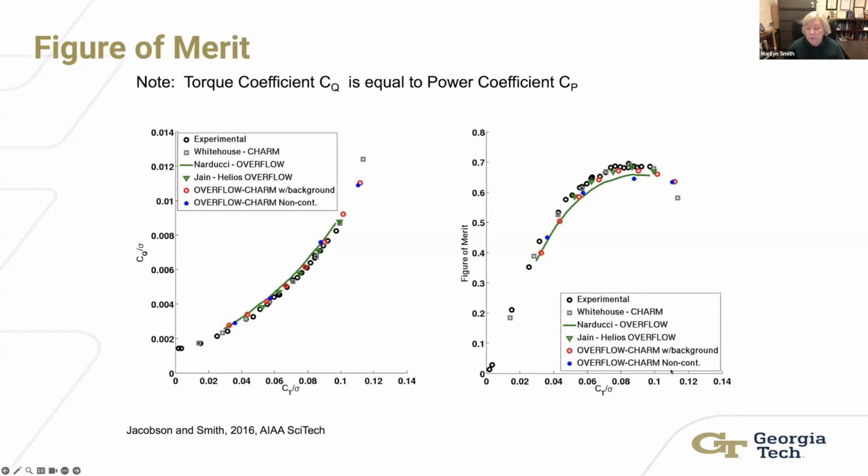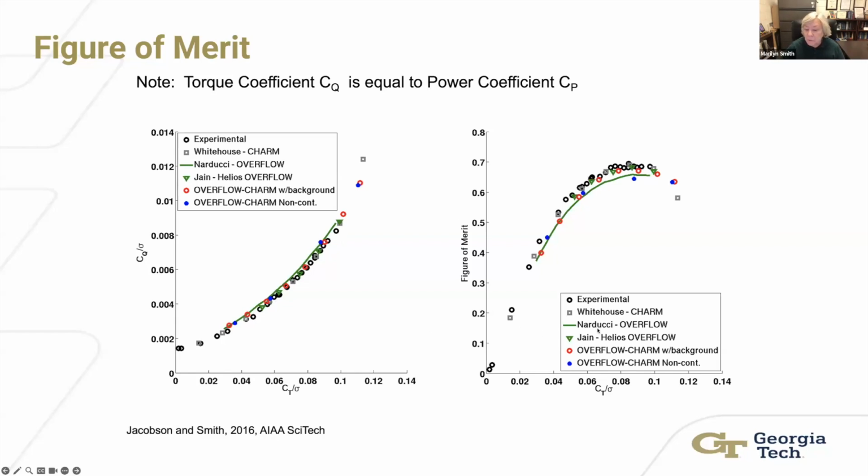This is where people were comparing different codes to see how close we could get to an S-76 rotor. The experiments are in the black circles, and these gray boxes are CHARM. Now remember, CHARM is a lifting line panel code. Okay, it's a free wake code. And you see that it's right on top. Okay, so we look at these two different things.